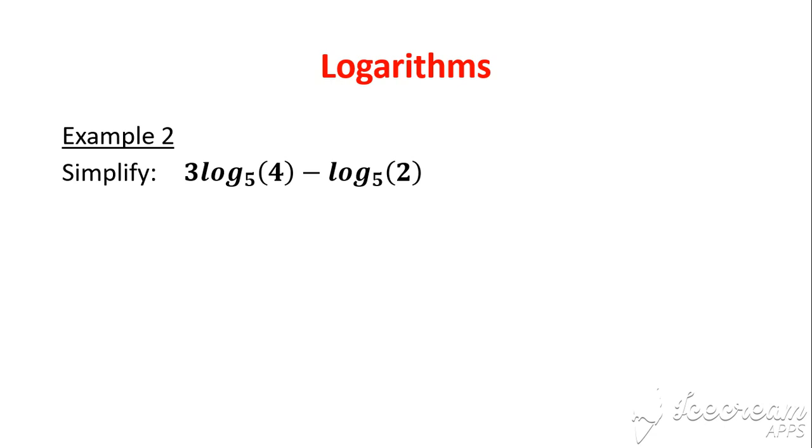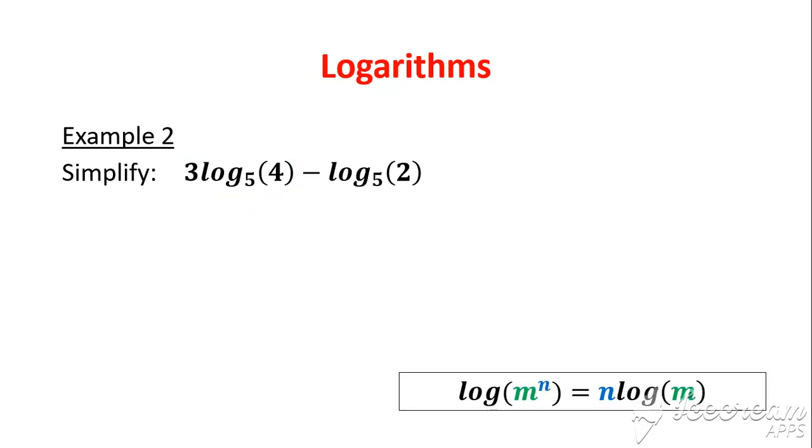Let's have a look at another example. Let's simplify this expression: 3 times log in base 5 of the number 4 minus log in base 5 of the number 2. Now they're both in base 5, so we're not worried about the base of 5. Let's just start off with this first part. We're going to use our third log rule, and we're actually going to work backwards. We've got the number out the front, which is 3, and we're taking 3 log of 4. So we're going to rewrite that as log of 4 to the power of 3. The 3 comes back into the brackets and becomes the power.